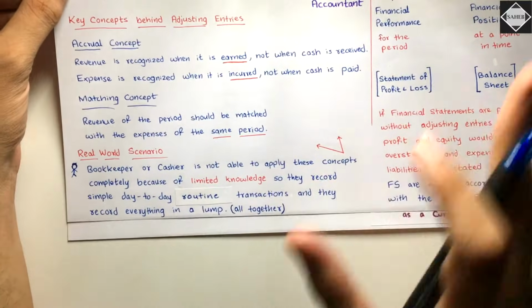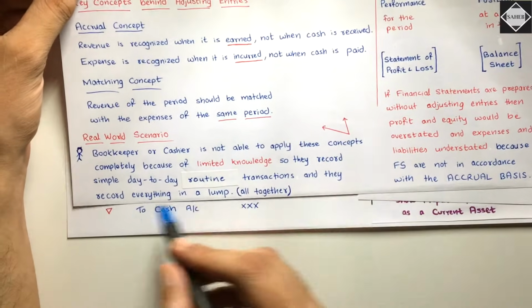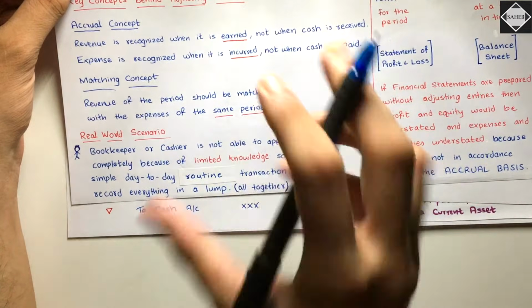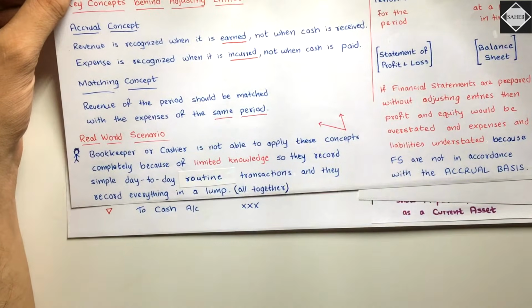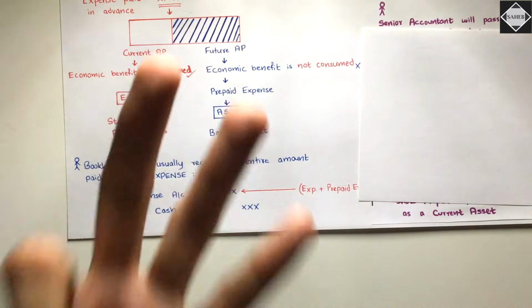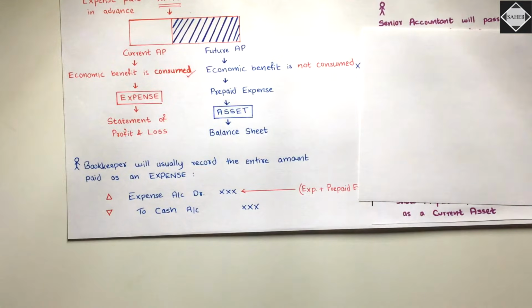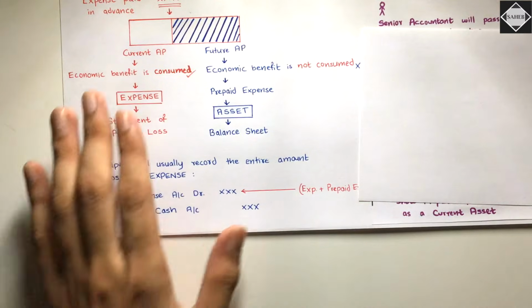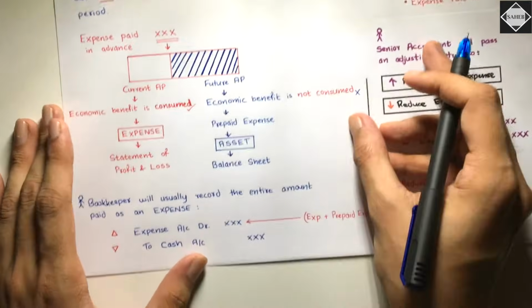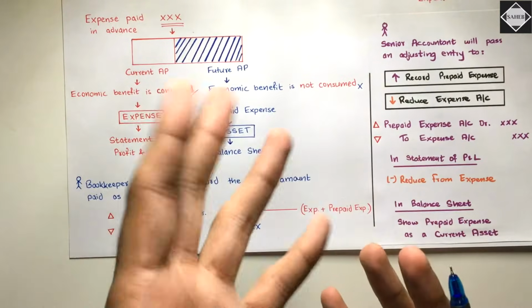Because the accounting process is designed like that. They just focus on day-to-day routine transactions and they record everything in a lump, all together, in entirety. Is that clear? See, he recorded everything in entirety in a lump. All the 3 months rent has been debited to the expense account only. That's a problem. So what will happen? The senior accountant will come and see the trial balance. 3 months rent is showing in the trial balance.